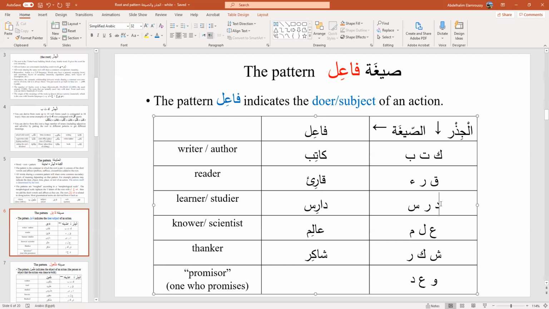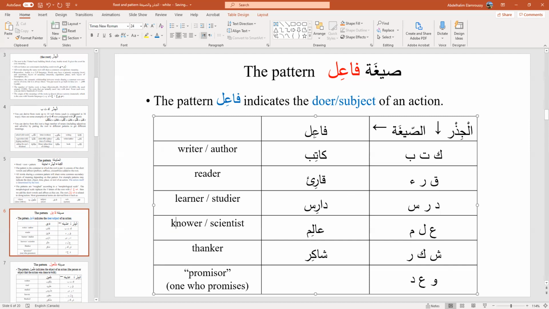Next root is dal ra sin. This root has to do with, if you recall, studying or learning. Yes. Okay. So this root right here, dal ra sin, has to do with learning or studying.